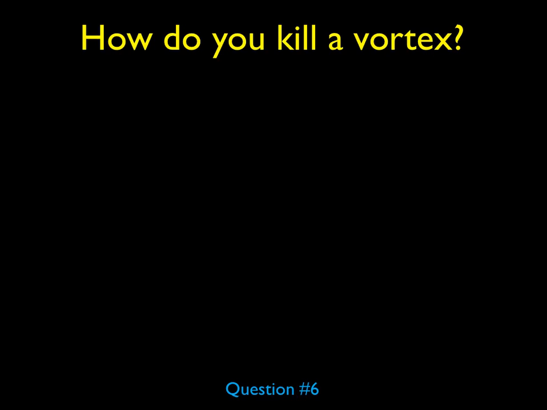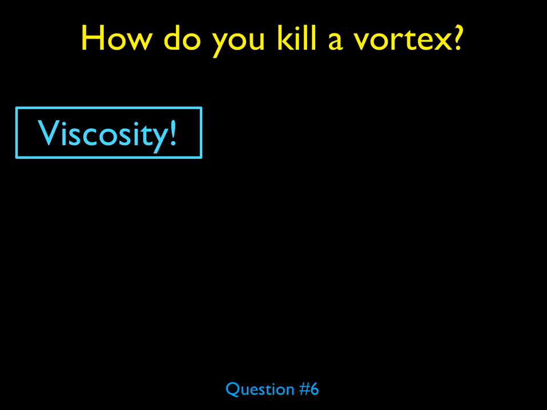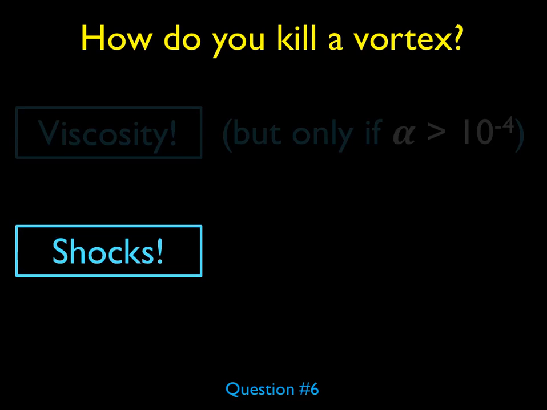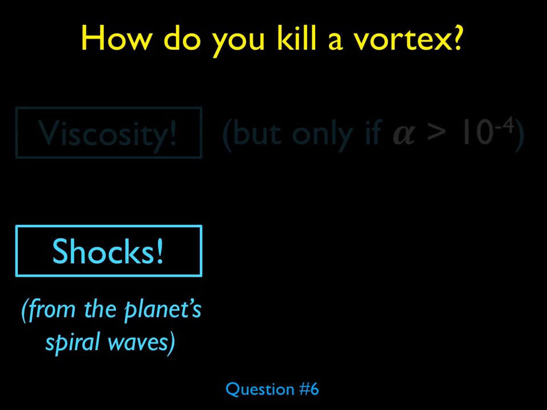Now let's move on to what can kill the vortex. Now in the second movie I showed, the elongated vortex that forms dies out by eventually spreading into a ring. But why did that happen? Well, viscosity is one way to kill the vortex, but you need an alpha of at least 10 to the minus 4 for that to happen very quickly. And the movies that I've shown so far don't actually have that high of a viscosity. Instead, the elongated vortex in the beginning actually died because of shocks from the planet's spiral waves. But this doesn't always happen.